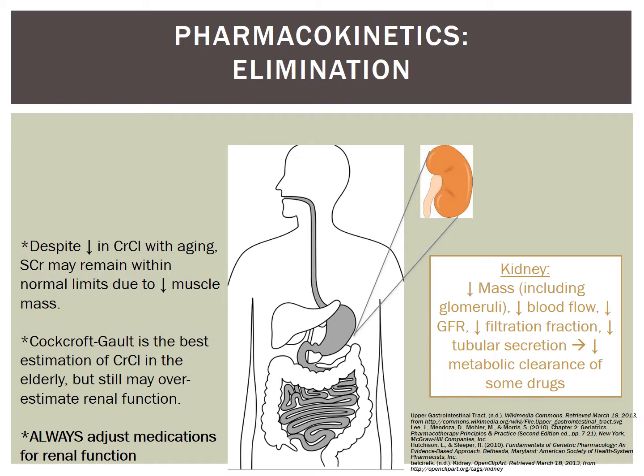These medications have the potential to accumulate, as well as their metabolites, which can cause an increase in adverse effects of renally eliminated medications. This is by far the most important parameter. You should always adjust medications for renal function in an older adult. At age 85, our creatinine clearance is about 50.